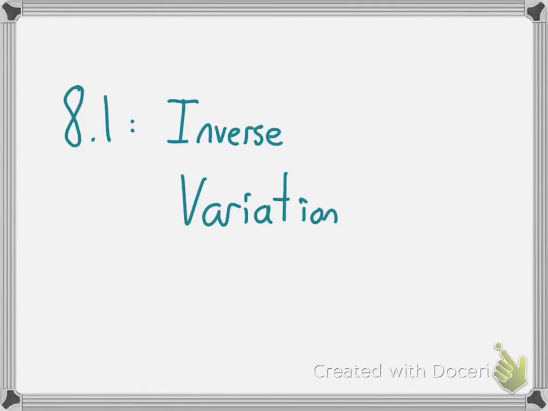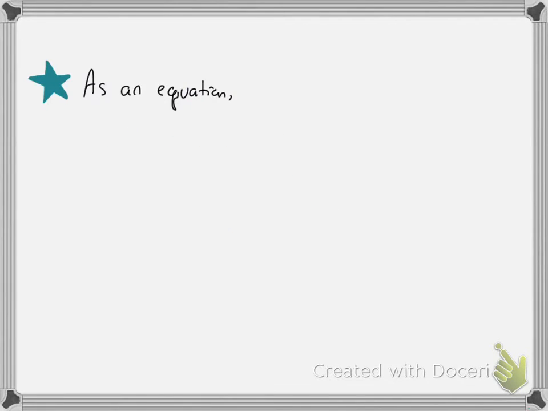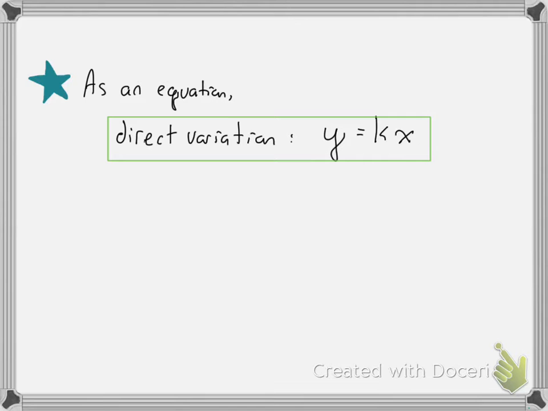To start off Chapter 8, we're going to talk about inverse variation. As an equation, direct variation would represent y equals k times x. So your x value, or your input, is being multiplied by a constant k value to give you your output of y. That would be direct variation.